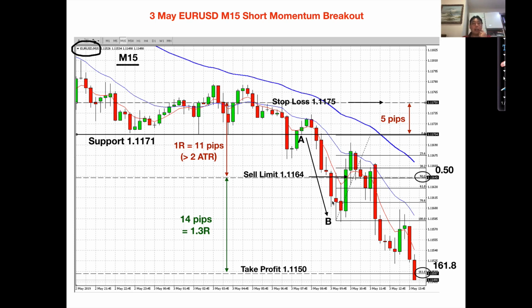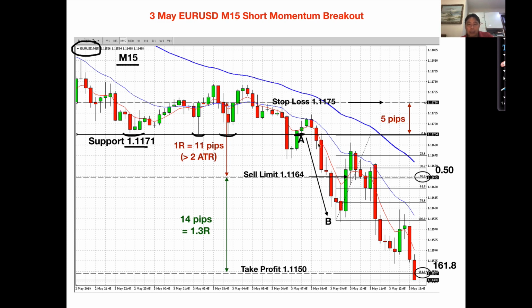The first thing I do is to identify where the most recent level of support was. I drew it at 1.1171, which is obvious here. You can see a very strong level of support. So this is my point A. Point A is 1171.